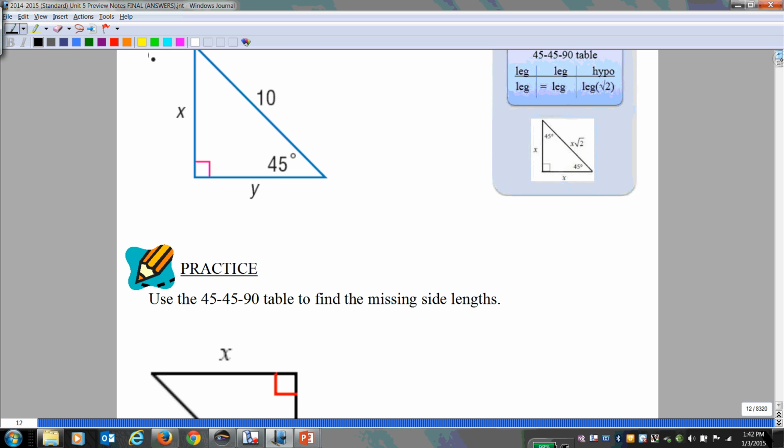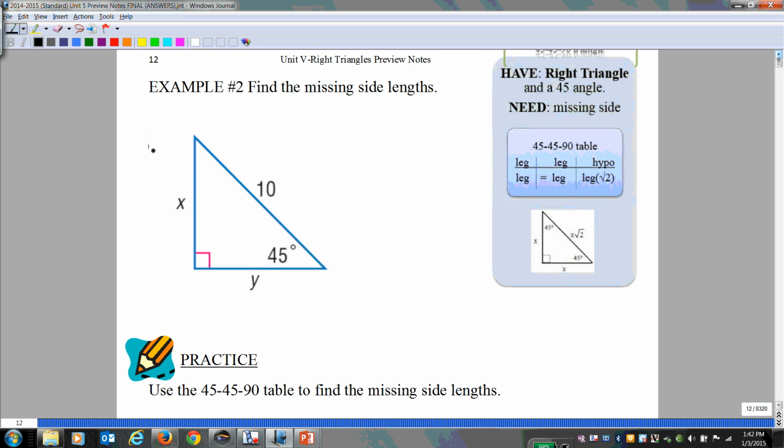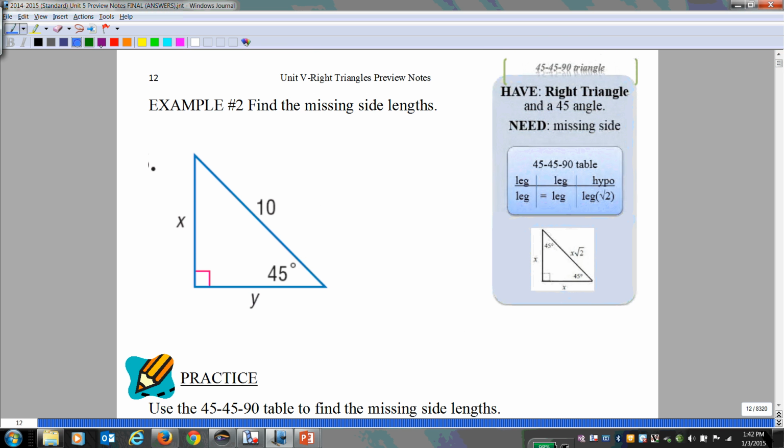Let's see what we have here. Always start by labeling your sides. Here we have a leg. Here we have another leg. And here we have a hypo. Now our pattern is the legs are equal, and the hypo is whatever the leg is times root 2.